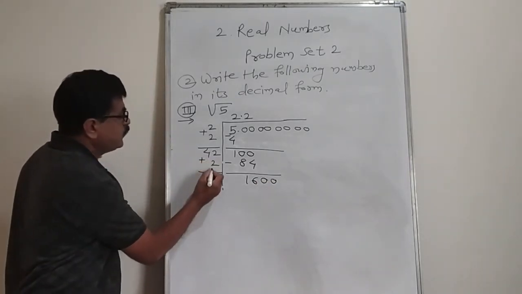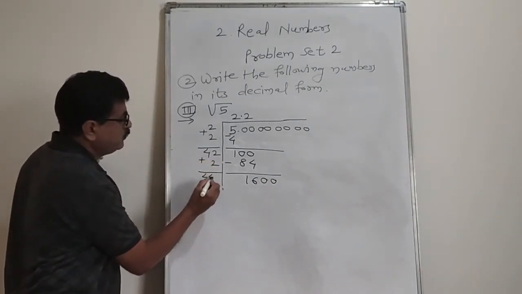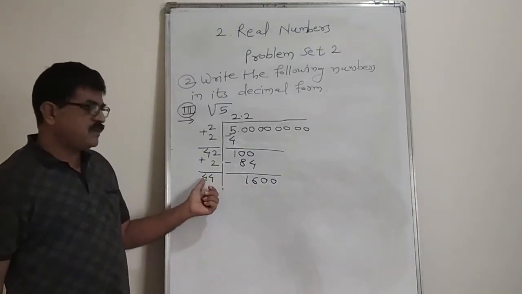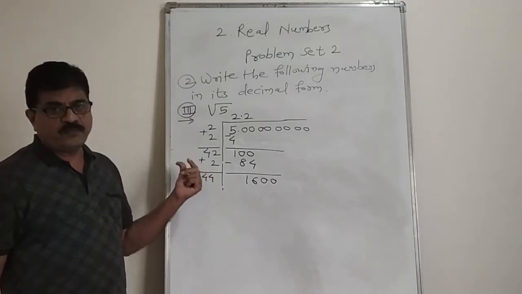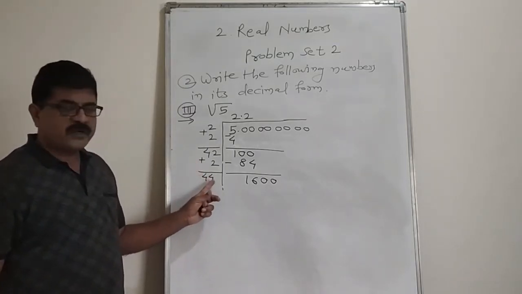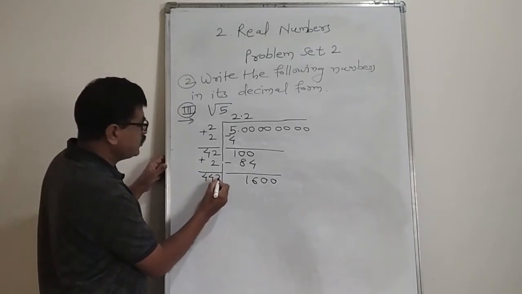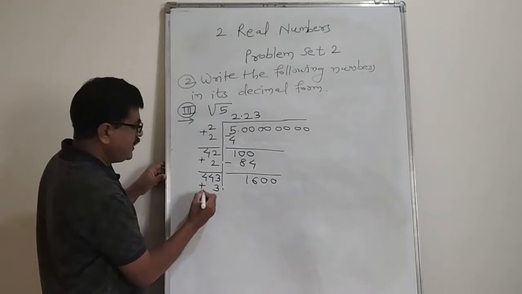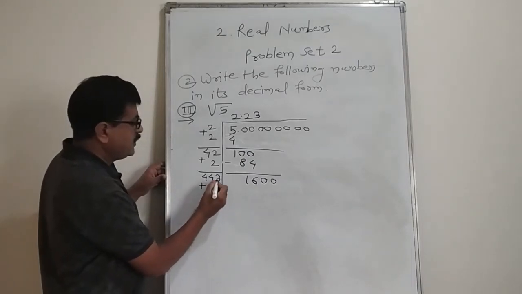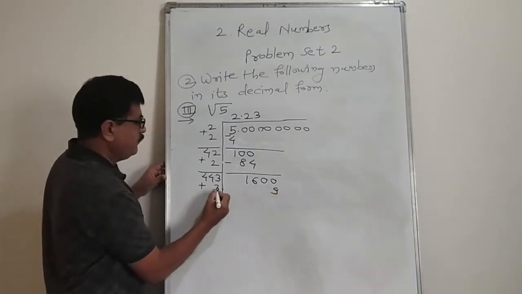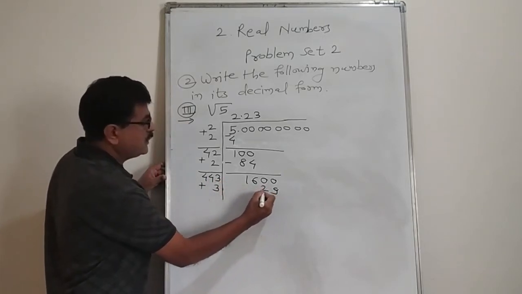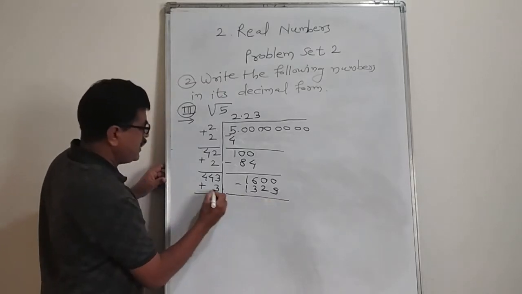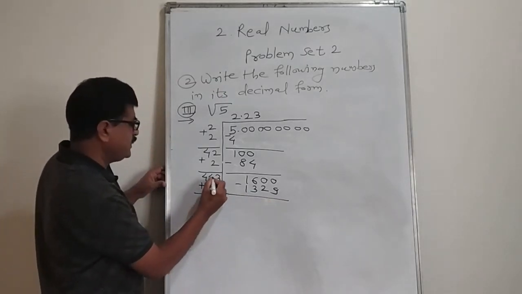Here take addition, 42 plus 2, 44. Now 16 divided by the first number 4, we get 4. But it is 44, therefore take 3 here. Write down 3, addition. Now taking multiplication, 3 into 3, 9. 3 into 4, 12, carry 1. 12 plus 1, 13. Here addition, 3 plus 3, 6.